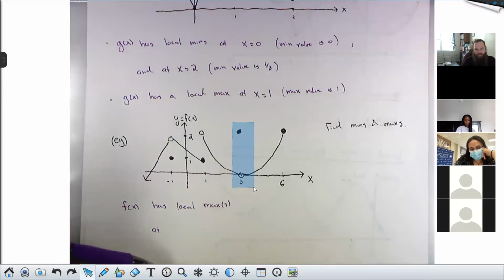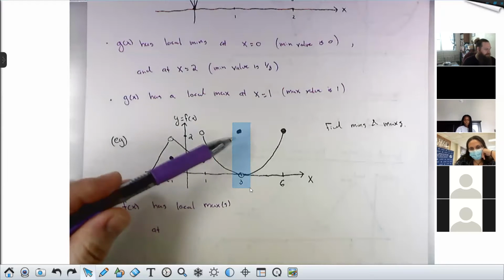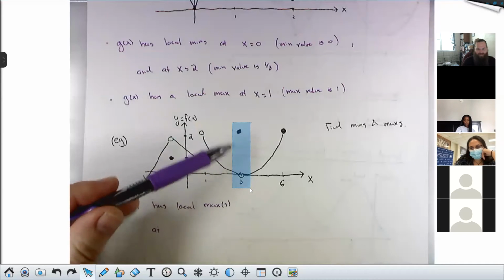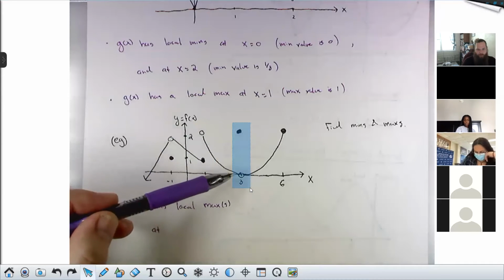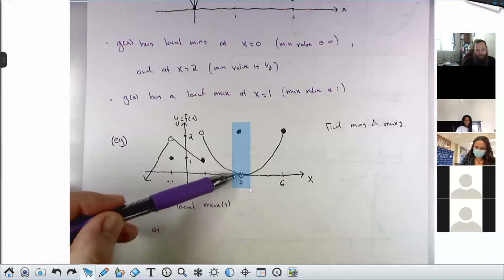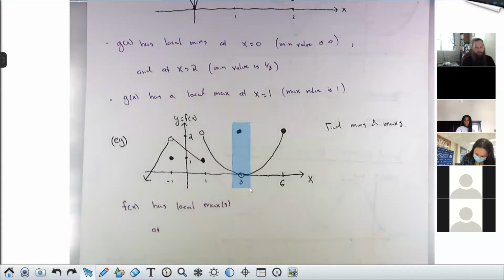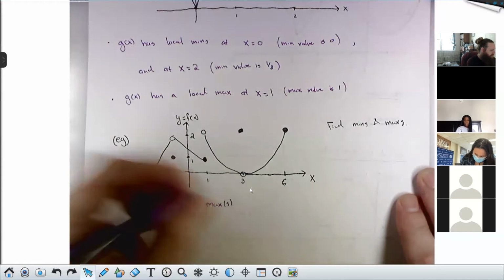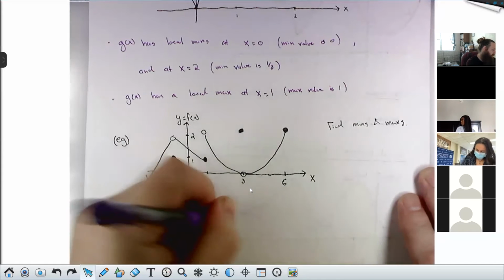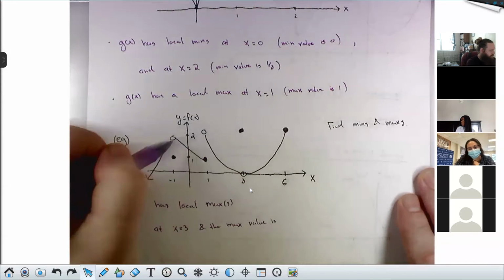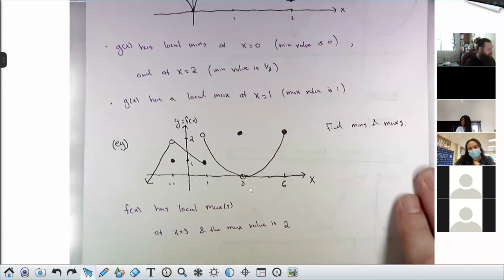What about at 3? The actual point on the graph at x equals 3 is up here. Is this the tallest point anywhere in this blue window? Yes, it is. The other points in this window are along this little piece right down here and this little piece right over here. There is no point on the graph down here. It's up there. So the first local max we find is at x equals 3. And the max value is 2.